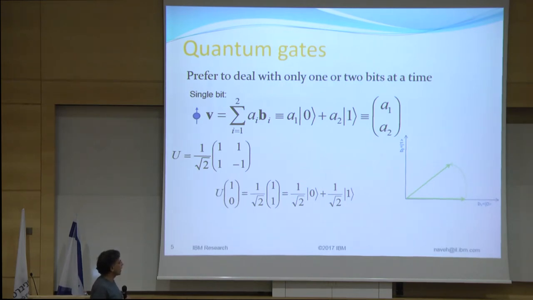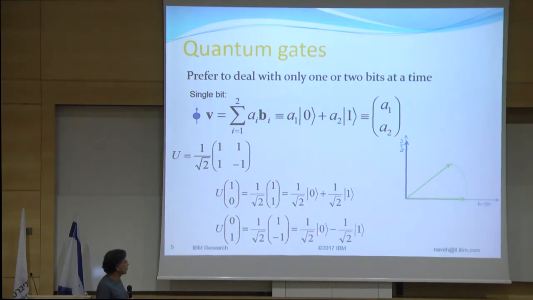So I get some linear combination. And if I do the same manipulation over the second base axis, then I also get a uniform linear combination, right? But with an extremely important difference, with a minus. And this is extremely important, and this minus here is all the basis of quantum computation. Without it, we would not have anything more powerful than classical computation.